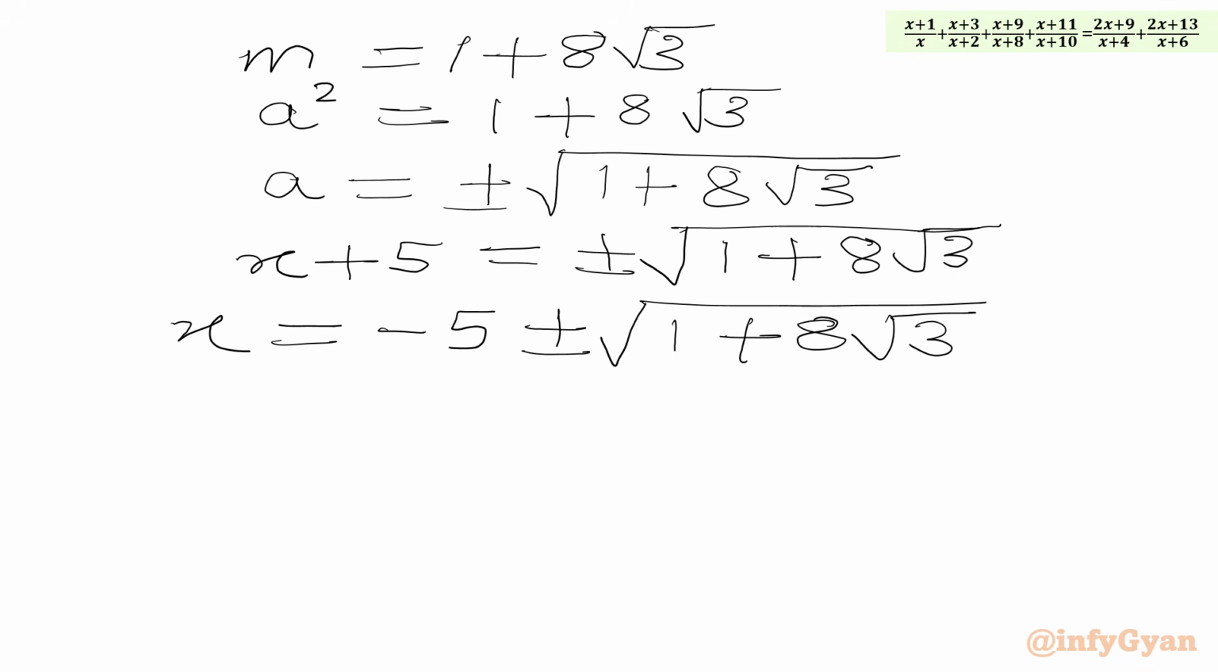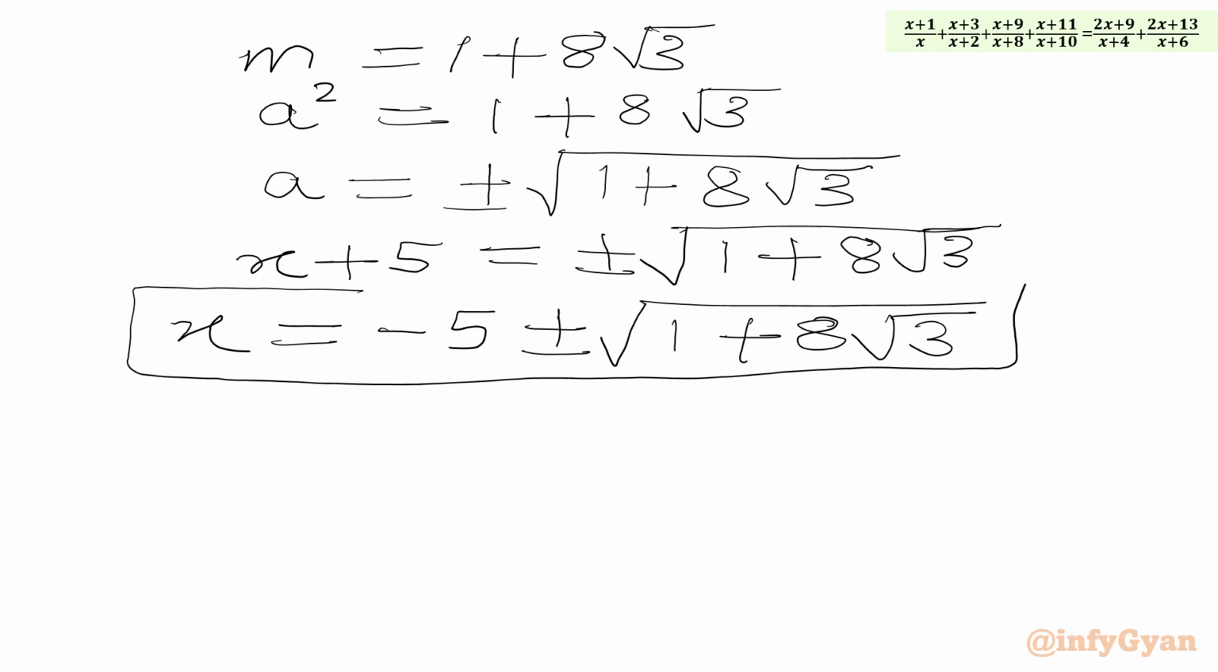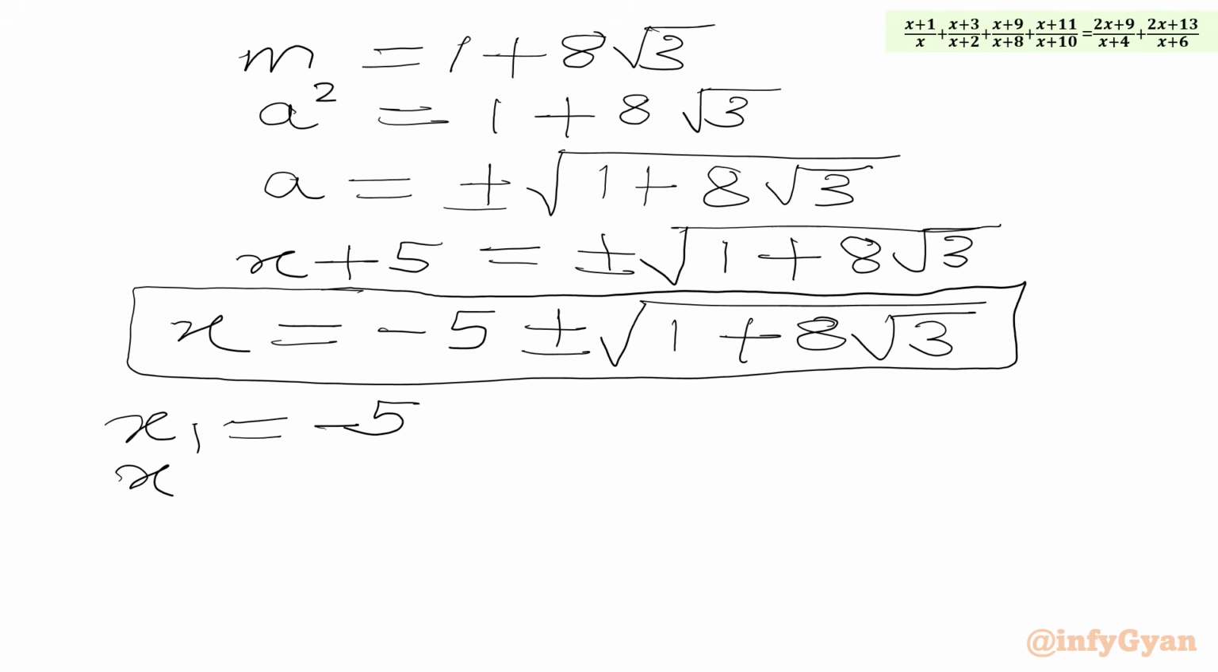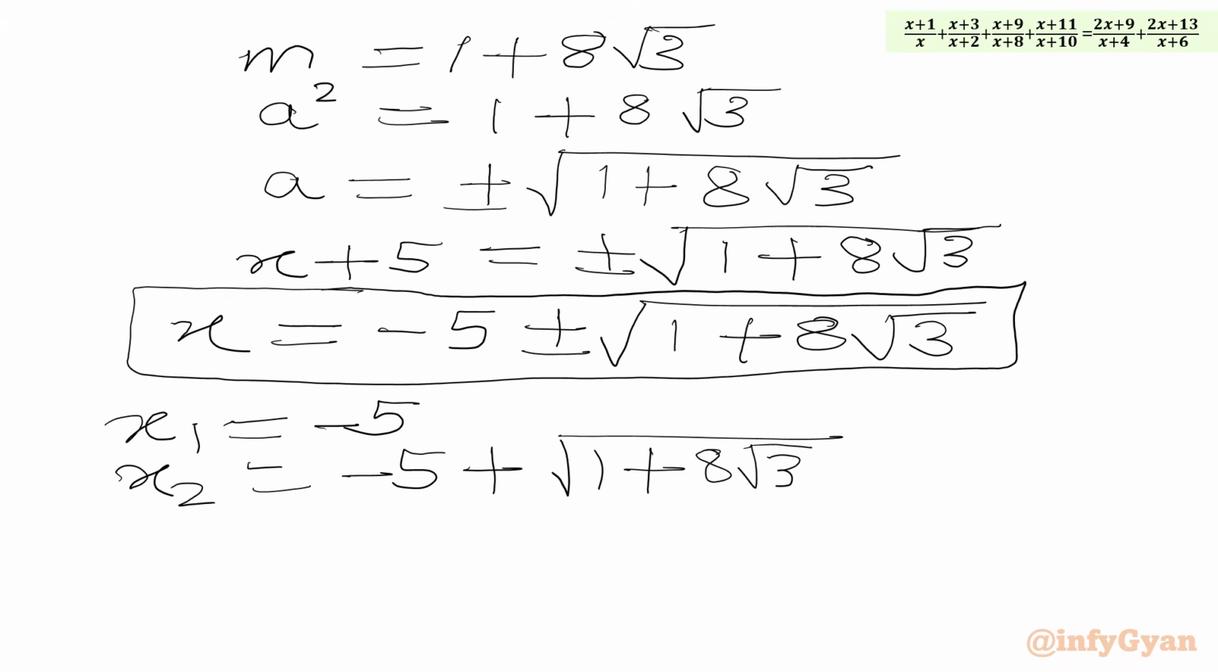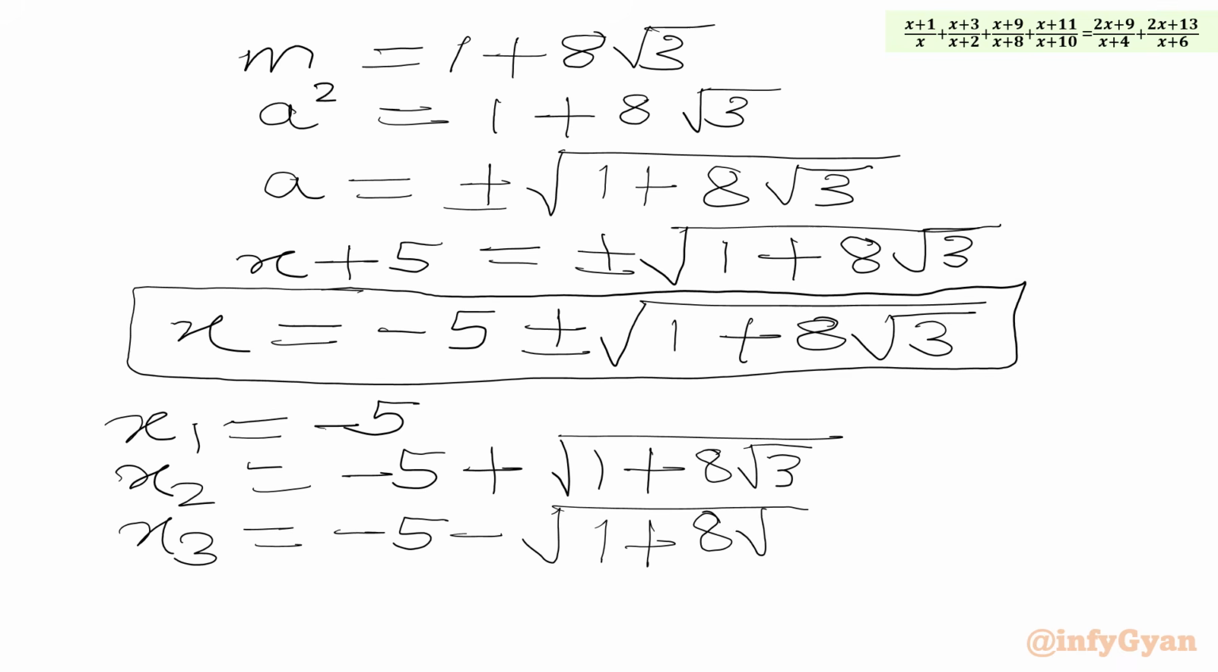So in total we have 3 real solutions. If I write here x1, x1 was negative 5, x2 we will consider minus 5 plus square root of 1 plus 8 square root 3, and x3 will be equal to minus 5 minus square root of 1 plus 8 square root 3. So here we have 3 real solutions.